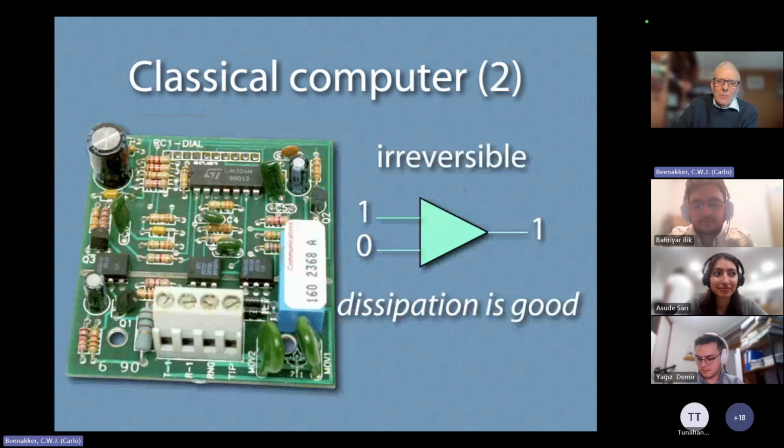There's the other thing about classical computers, which is that the operations on the classical computer are irreversible. That's really important.